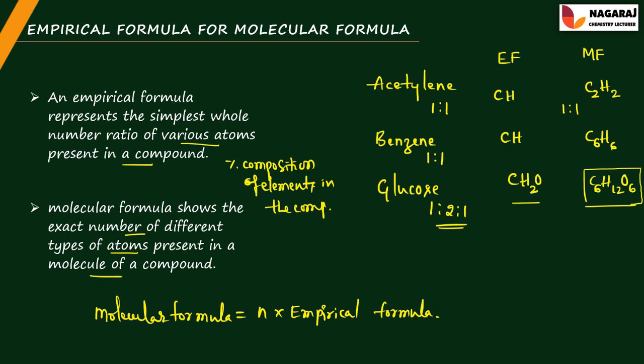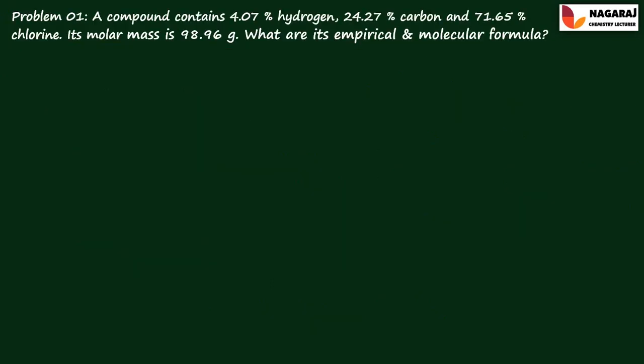Let us see how to calculate the empirical formula and molecular formula by taking a few examples. In the first one, a compound contains 4.07% hydrogen, 24.27% carbon and 71.65% chlorine, and its molar mass is 98.96 grams. What are its empirical and molecular formulas?